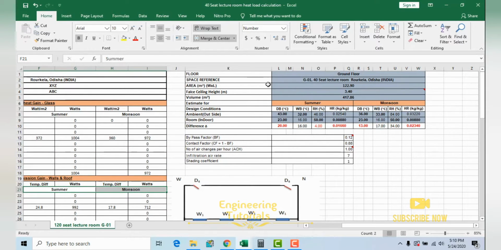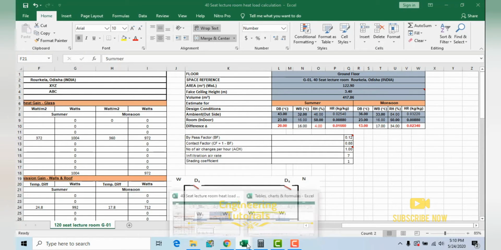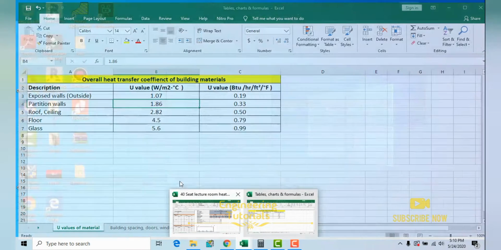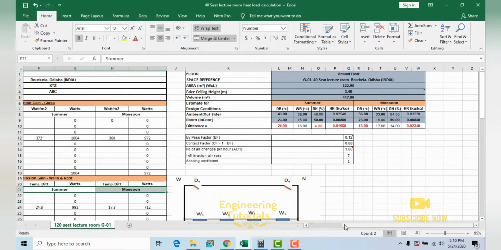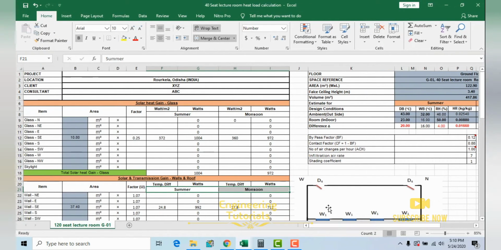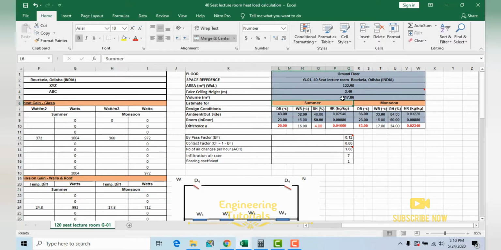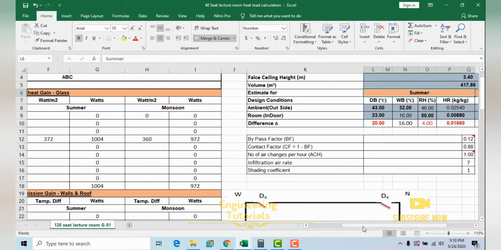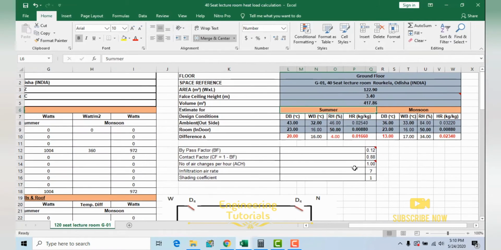So before starting the load calculation, I'm gonna discuss the tables and the charts with you, because if you understand the tables and charts, then it will be easy for you to calculate the heat load. But before that, I'm going to tell you that this building is located, as you can see in the space reference, in Rourkela, Odisha, India. And I'm going to calculate the heat load for 40 seat lecture room first.